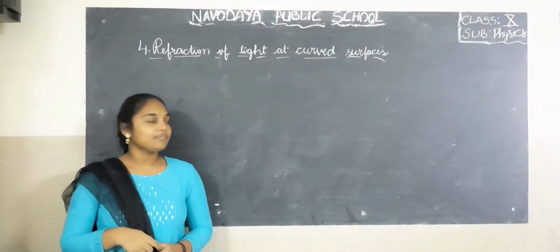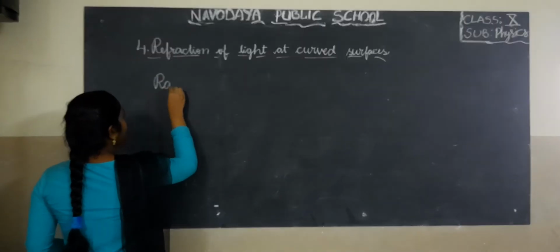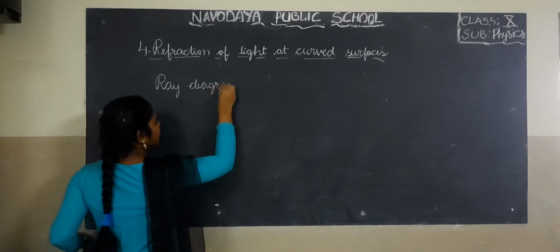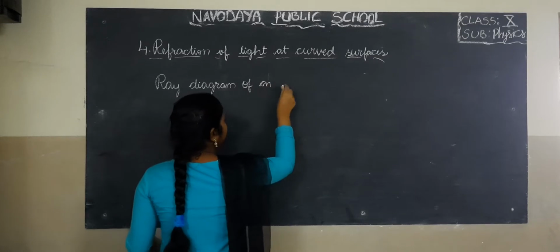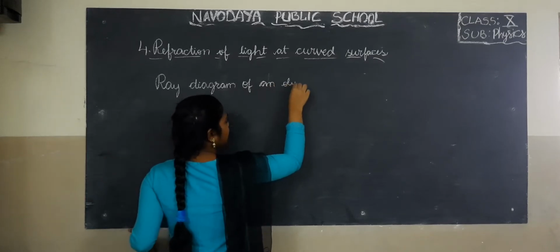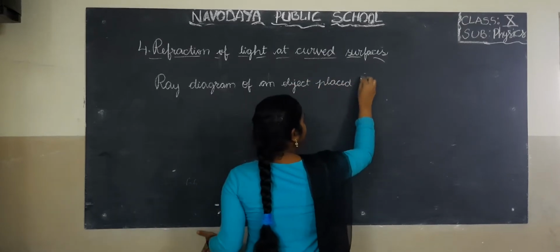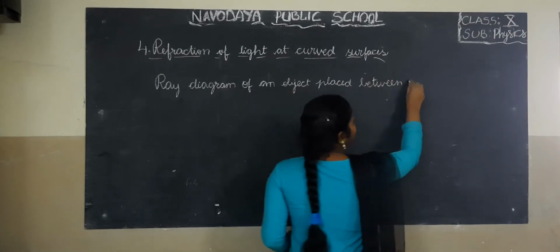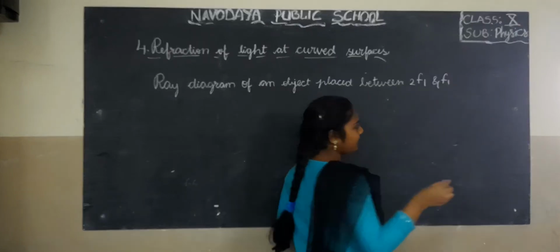Bala from 10th class. I am explaining the topic about the ray diagram of an object placed between 2F1 and F1 for a concave lens.